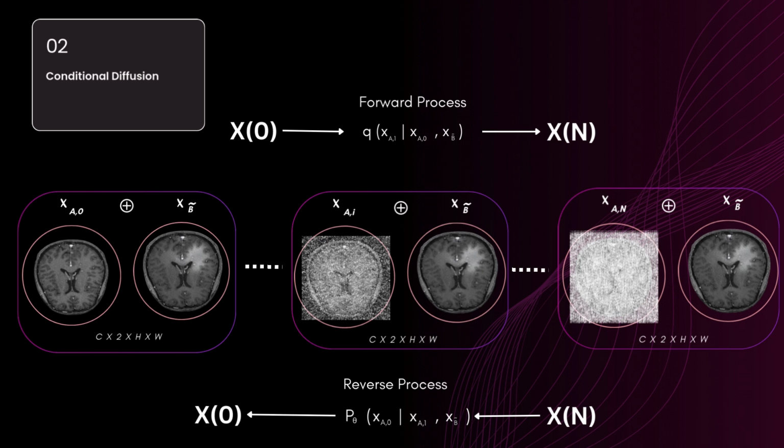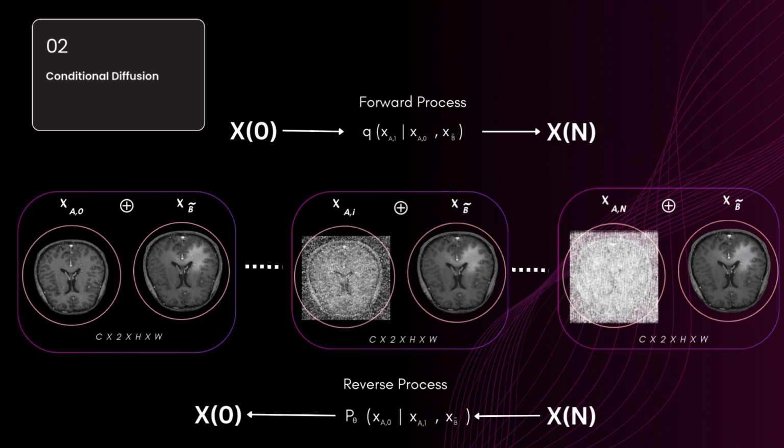The Gaussian noise is introduced to the input tumor-infected images step by step. This generates a noisy version of the image, simulating real-world noise. The noisy image, along with the healthy reference image, is used as input for the reverse process. The reverse process then learns to denoise these images, reconstructing the original tumor-infected image from the noisy version.